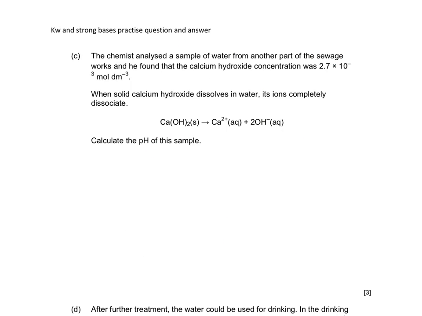So this time it talks about what happened when a chemist analysed a sample of the water from another part of the sewage works, and it was found that the calcium hydroxide concentration was 2.7 times 10 to the minus 3. And it tells you that solid calcium hydroxide dissolves in water and its ions completely dissociate.